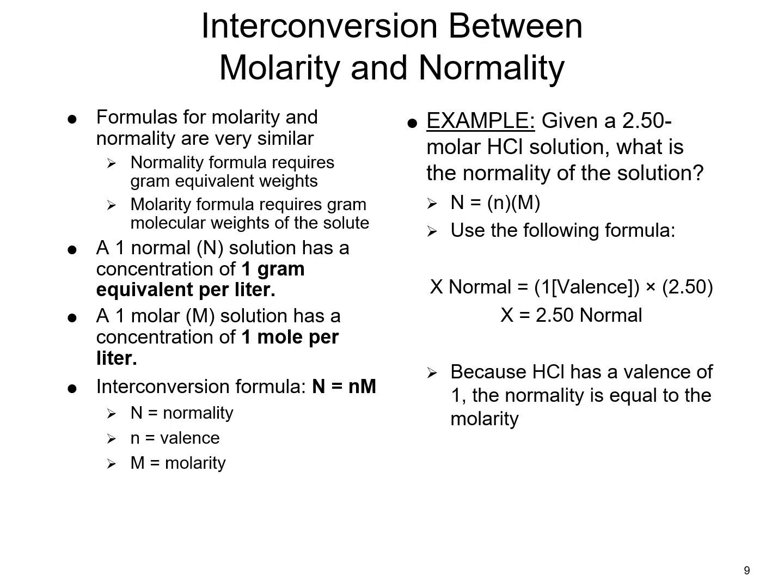So if we plug all of those in, because hydrochloric acid has 1 valence, we plug that in times 2.50, which is our molarity, and then that's going to give us an equivalent of 2.50 normality equal to that molarity.